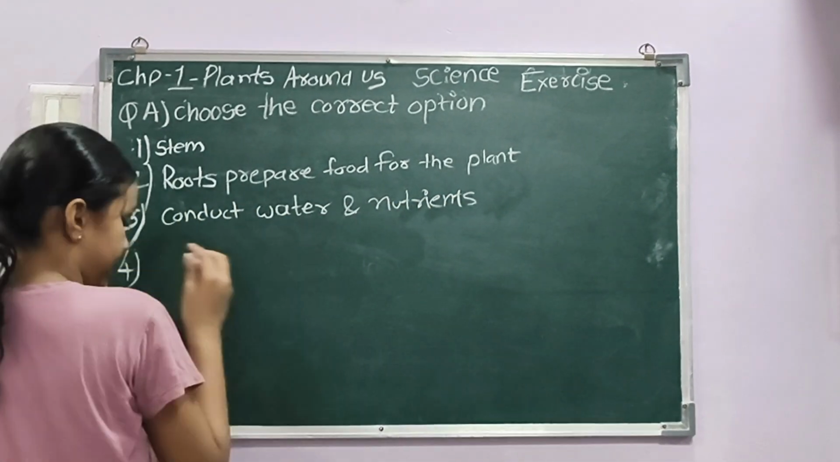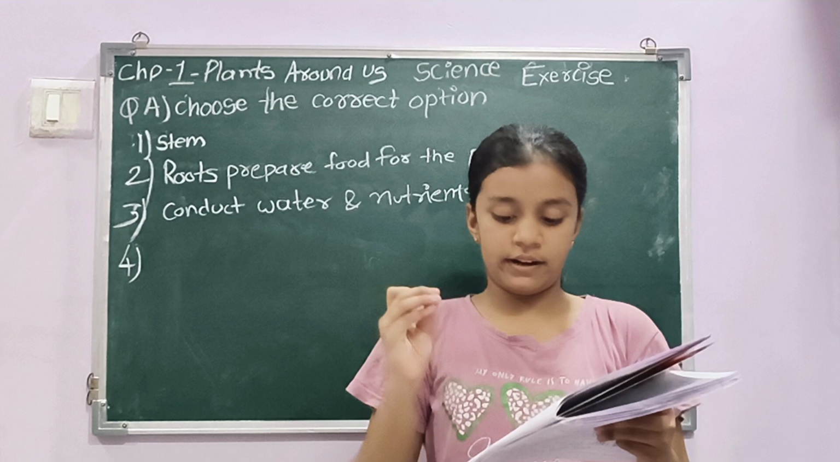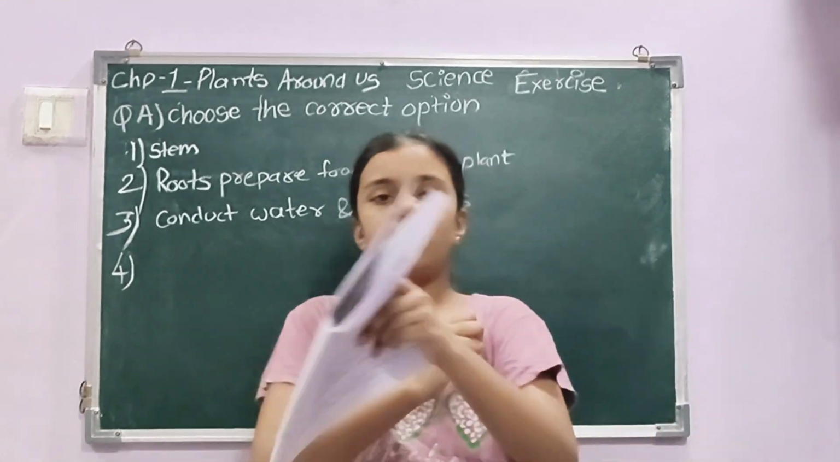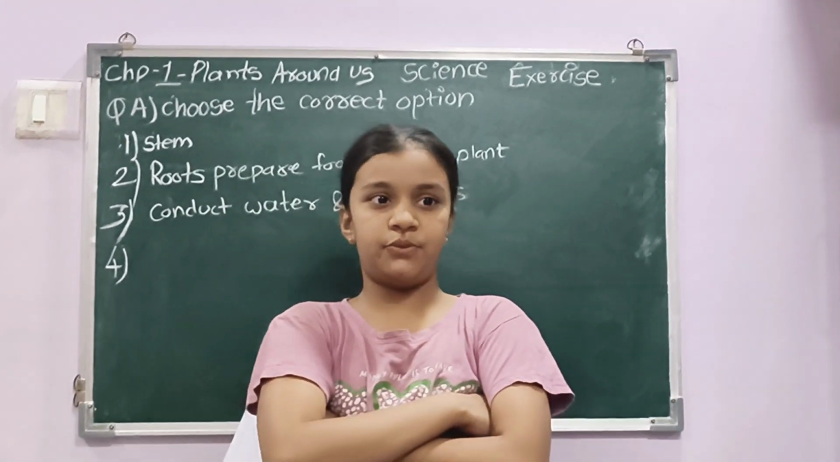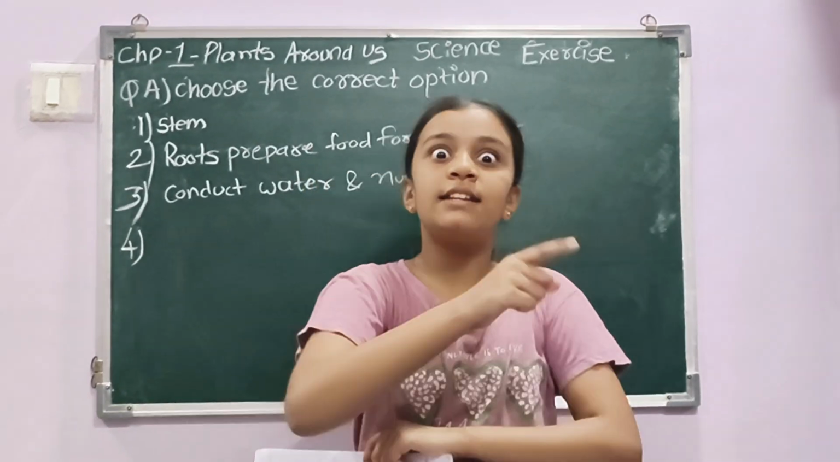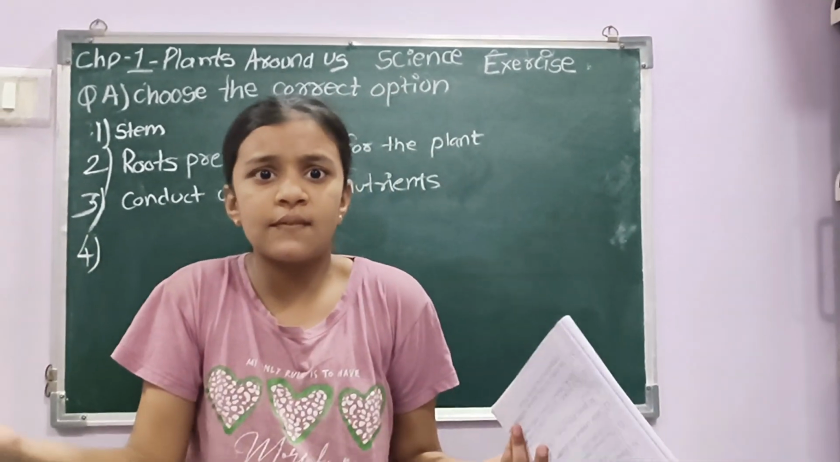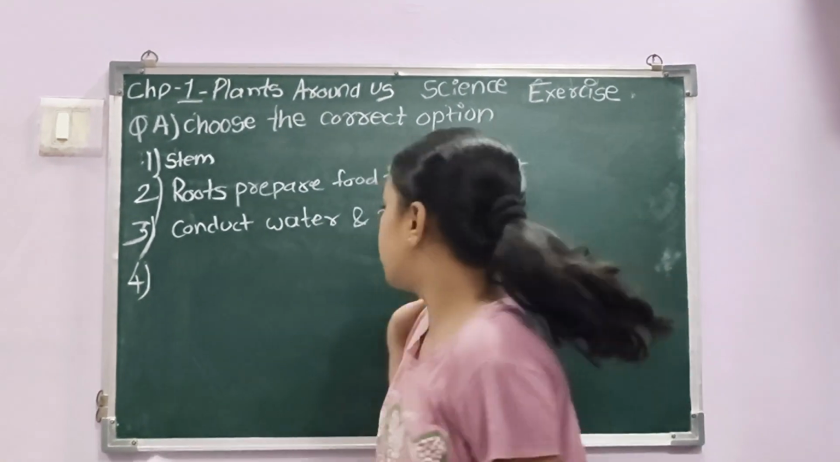Now fourth one is C. Which of the following is not a characteristic of a shrub? Characteristics of a shrub. Yes, woody stems. It doesn't have any woody stems. So our answer is woody stems.